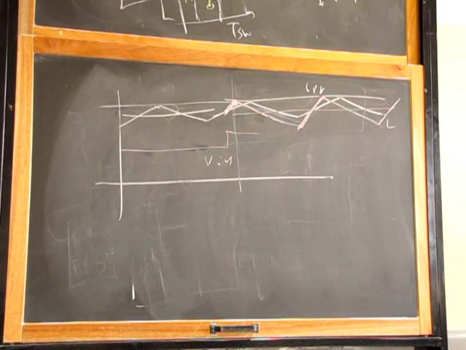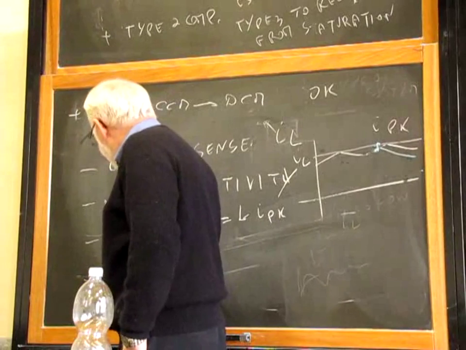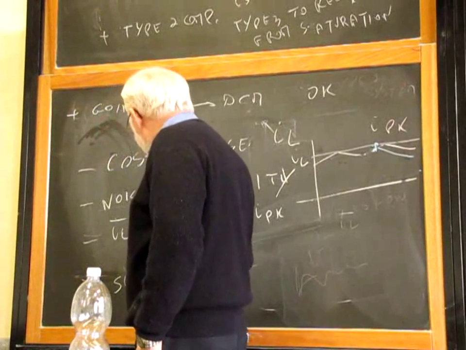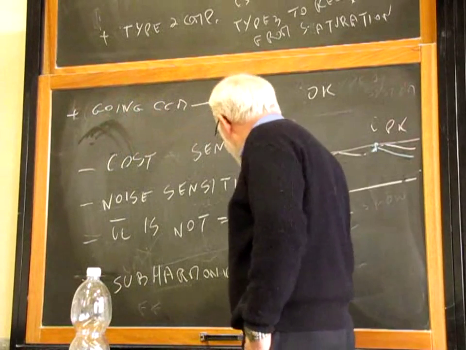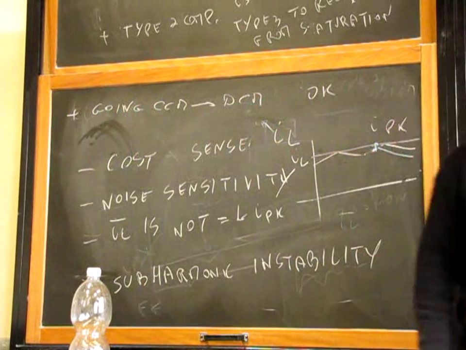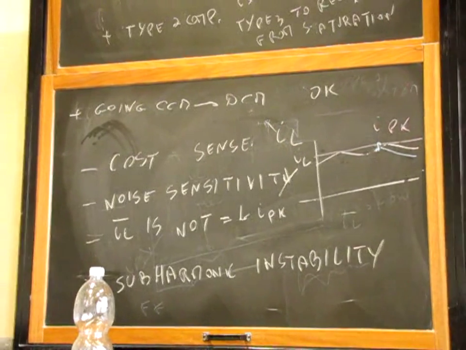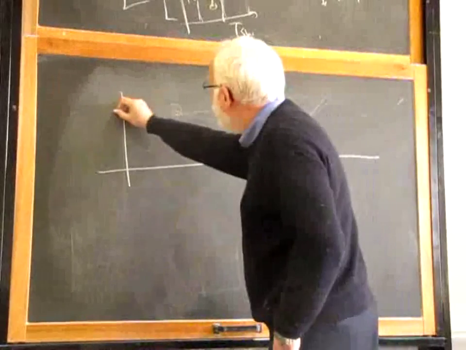The really bad situation occurs, the really bad negative point of the current mode is called subharmonic instability. Subharmonic instability is an instability that occurs in any converter working in CCM current mode. Basically, just buck converters working in CCM current mode. And the reason is this one. Let's suppose that this is my IP.